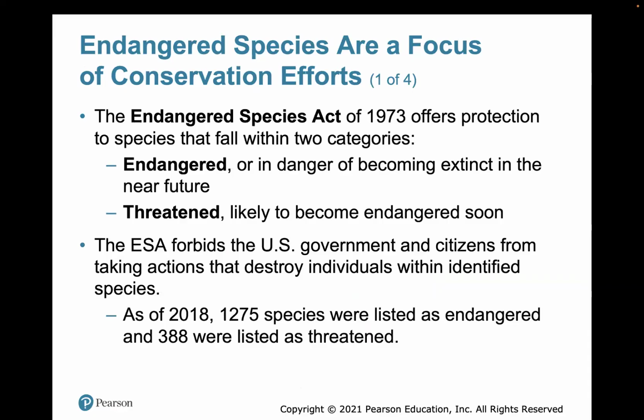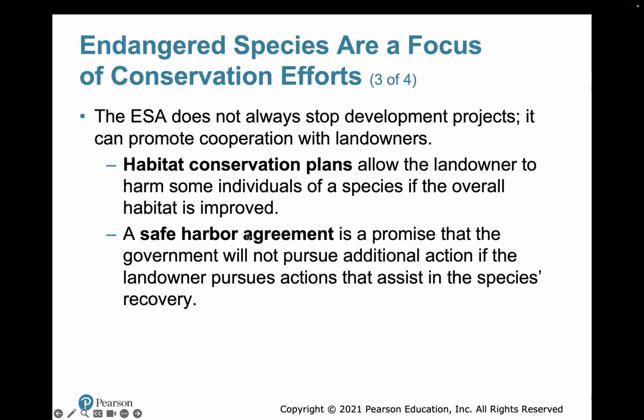They're also in danger. So the ESA forbids the U.S. government and citizens from taking actions that might destroy the individuals within those species. So if they're seeing that the population is getting small and is in danger, they can add that species to the list, and say nobody can harm the species: you can't hunt them, you can't remove them from the habitat. So they can do certain actions.